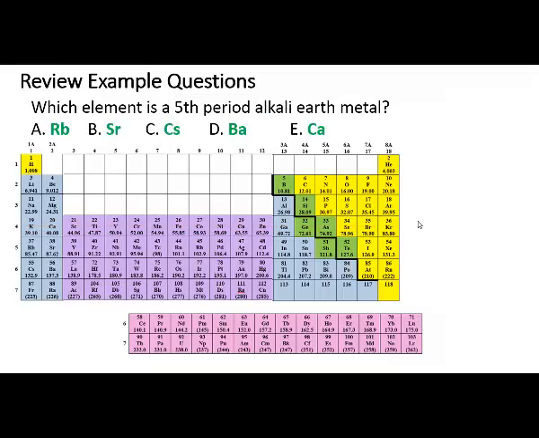Now the next question I have for you is, which element is a fifth period alkaline earth metal? Fifth period alkaline earth metal. So if we're looking at this one, we have to realize the alkaline earth metals are going to be in the second column, the second group or family, starting at beryllium. If it's a fifth period, that would be my row on the periodic table. So the only element that would fit that description would be strontium here, strontium.